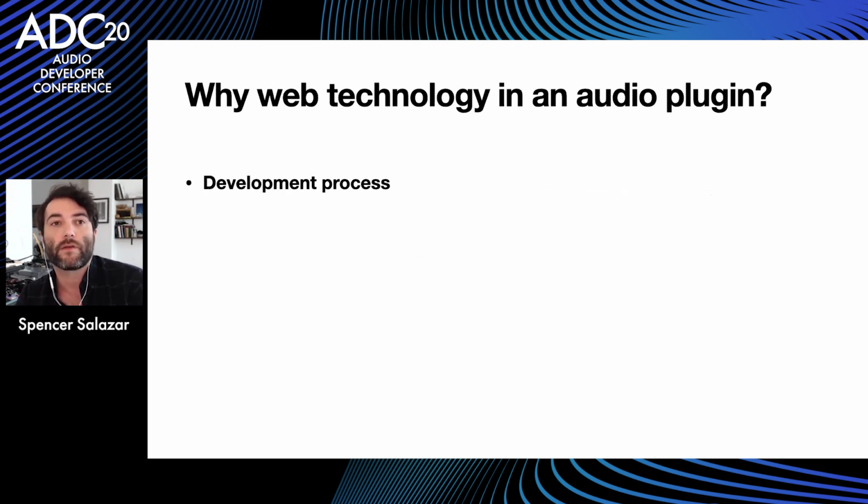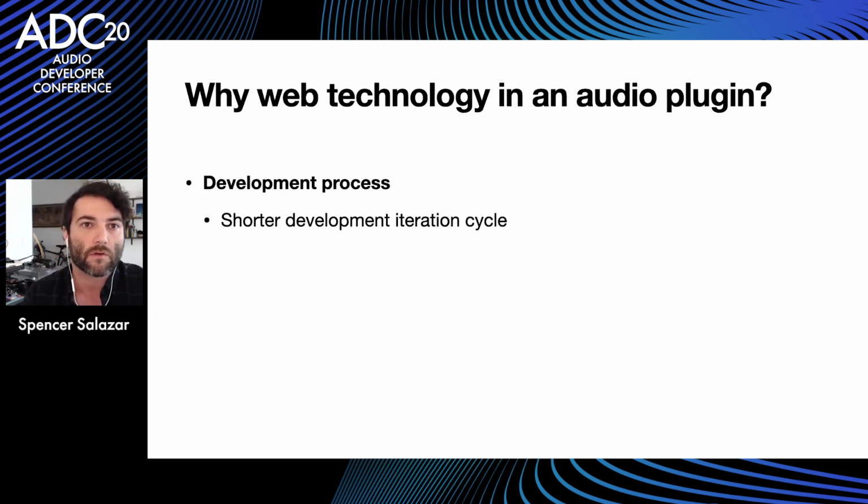One of the major reasons we decided to go down this route was improvements to the development process. Many of you have built GUIs in a variety of different languages. We typically build our audio software at Output using C++ and Juce, which is amazing, but it has certain limitations that we wanted to address. So one of them is shorter development iteration cycles, and being able to iterate faster and develop products and user interfaces quicker.